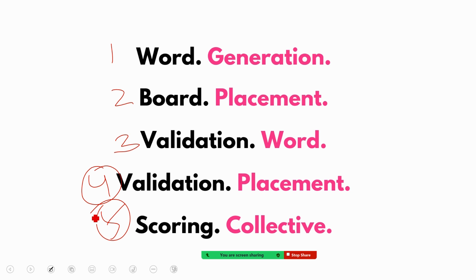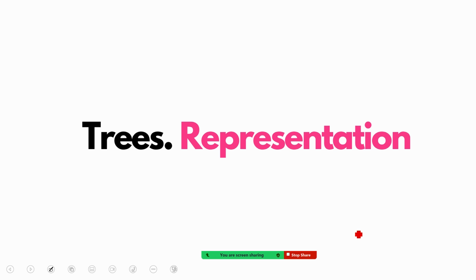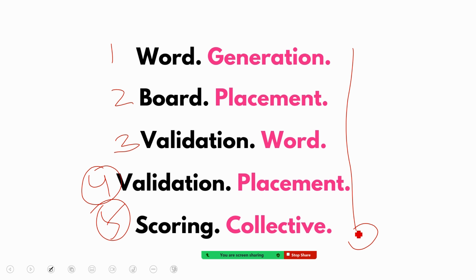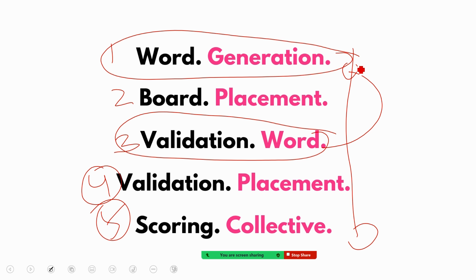Right? You've got 5 elements here that you're trying to calculate and work together: generation, placement, validation of both word and placement, and then doing a collective scoring of the word that you're trying to work with. Look at just the first piece, which is word generation. Actually, I can do more. I can actually do word generation and word validation. So I've got 2 pieces that I can solve using the tool or the technique I'm going to now discuss. What I want to do is tackle 2 problems: number 1, word generation, and number 2, word validation.